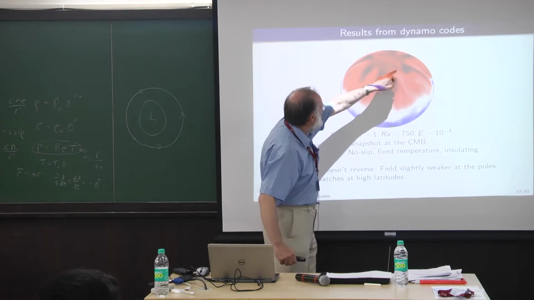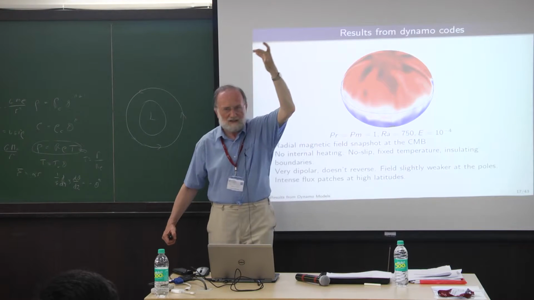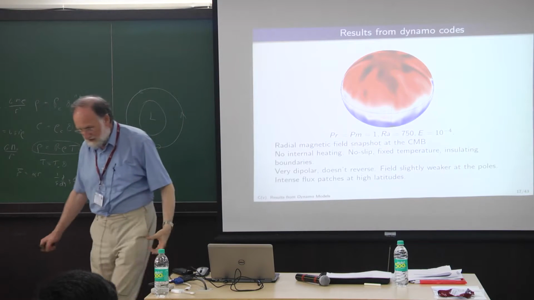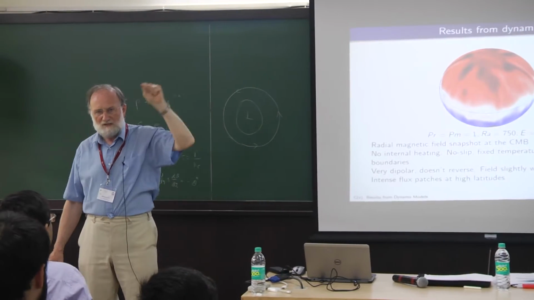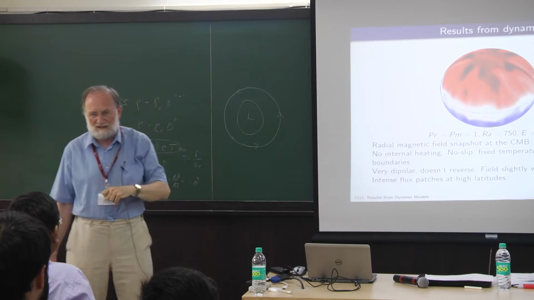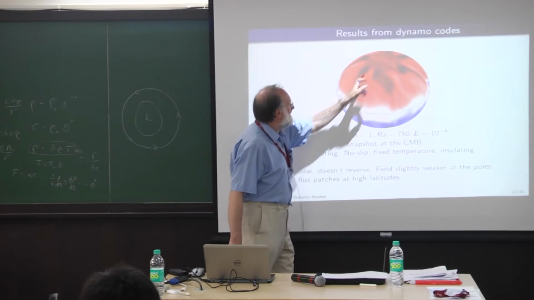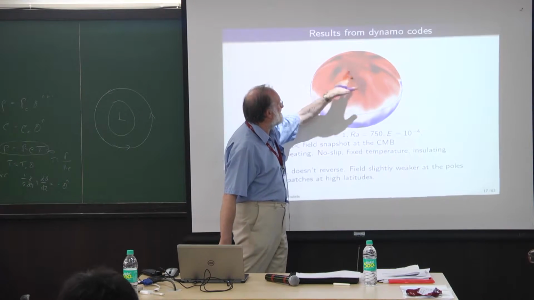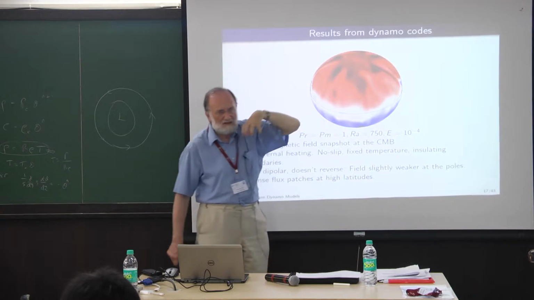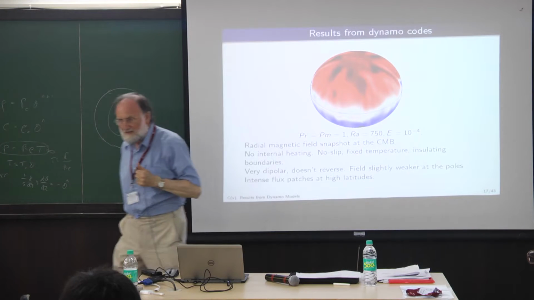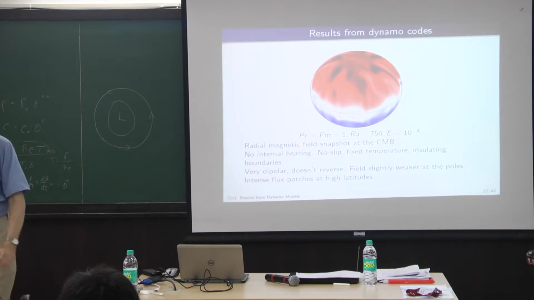Nice strong field patches up at the tangent cylinder. If you remember, Andy Jackson pointed to those big lobes over Canada and Siberia in the geomagnetic field, and relatively weak field at the North Pole. That turns up in these dynamo models too, because these are the strong patches there. So even in these rather simple dynamo models, that tends to feature. And it's easy to understand too.